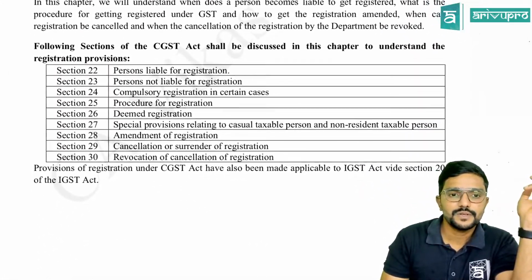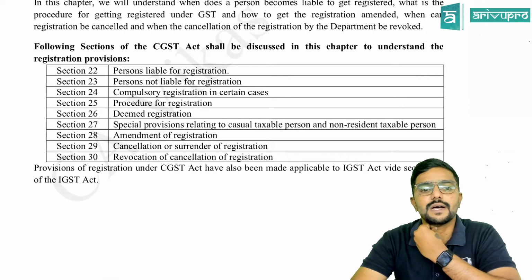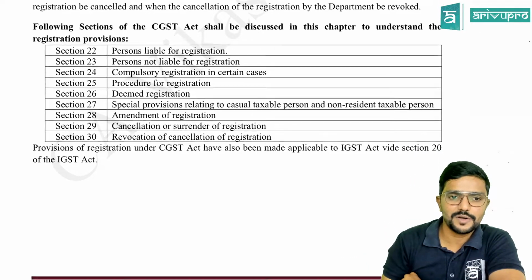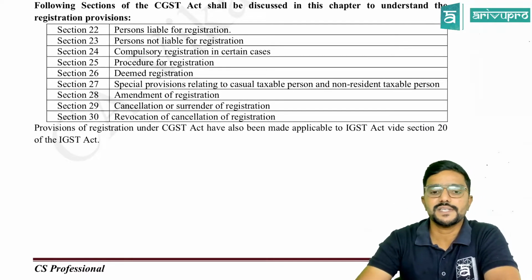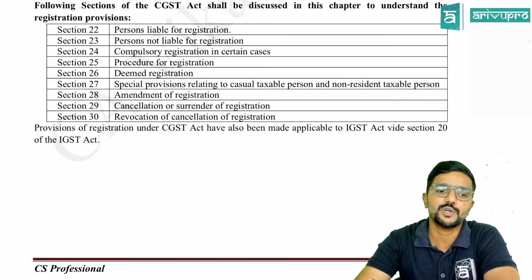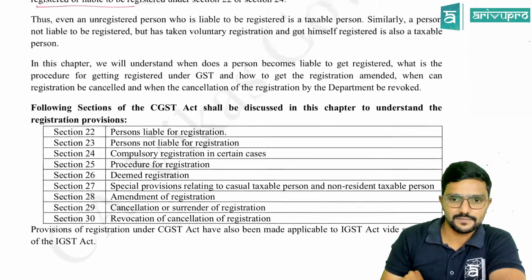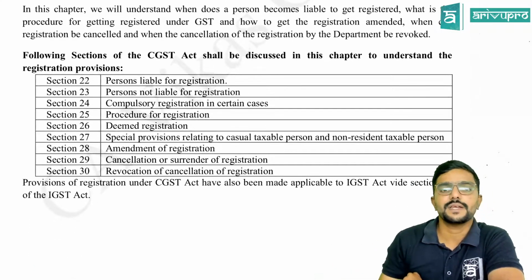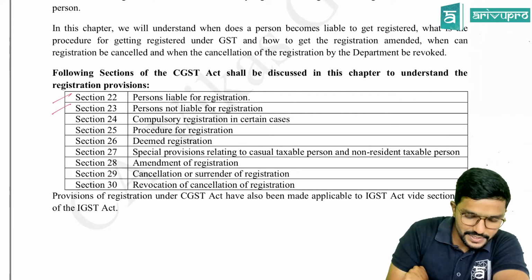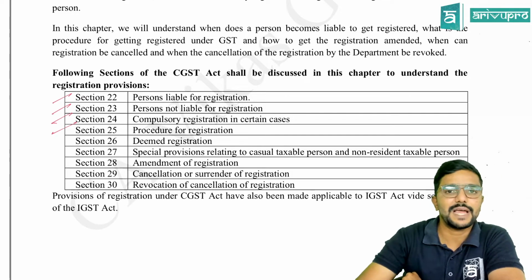Okay, guys. Now, the sections we will be covering in this chapter are sections 22 to 30. And I have given you at the bottom that provisions of registration under the CGST Act have also been made applicable to the IGST Act via section 20 of the IGST Act. So in today's class, we will cover sections 22, 23, 24, and if time permits, we will also cover 25.